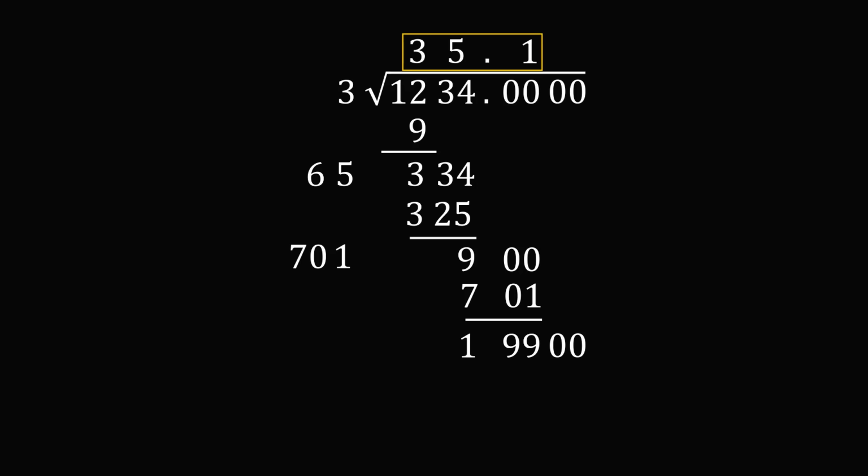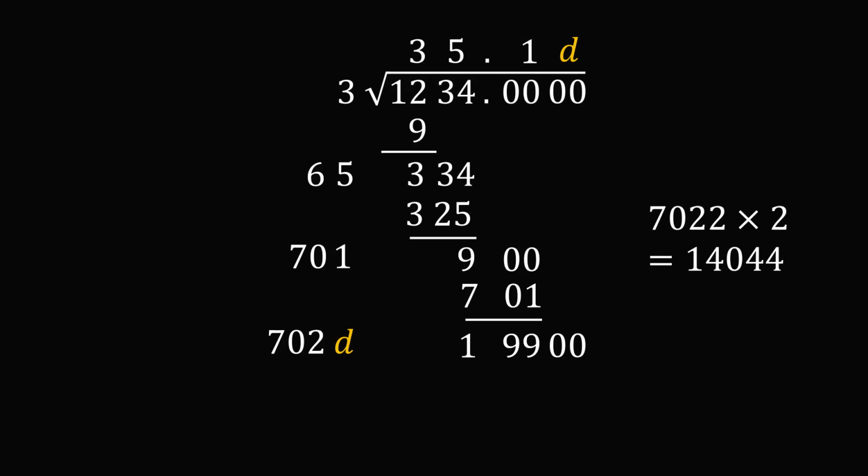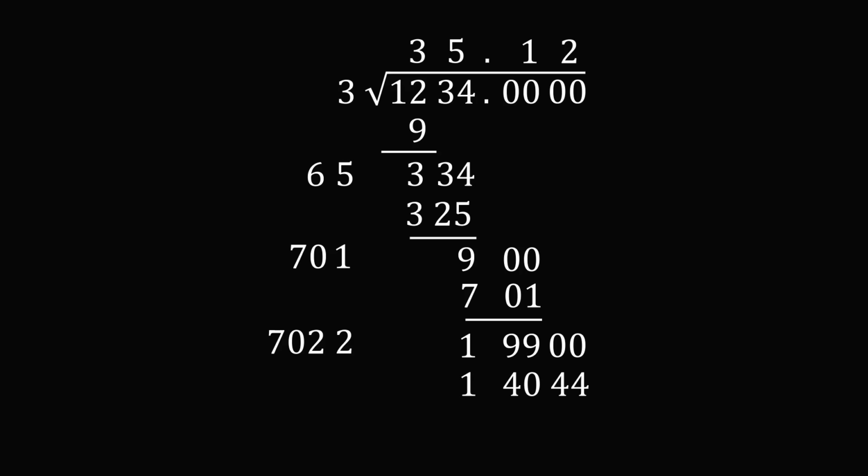Now we take 351, we're just going to ignore the decimal point, and we're going to double that, which will be 702. Suppose the next digit is d, then we have 702d multiplied by d has to be less than or equal to 19,900. And in this case, d is equal to 2 is the value that's going to work. So if we take d is equal to 2, we have the product here. And notice we're going to end up with a remainder that's not 0 because we could continue this process. We don't have an exact answer.